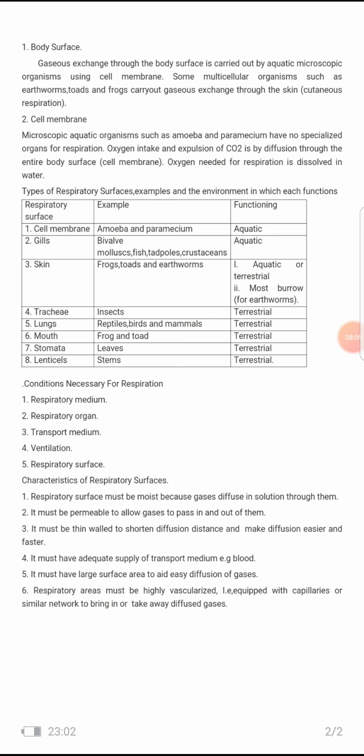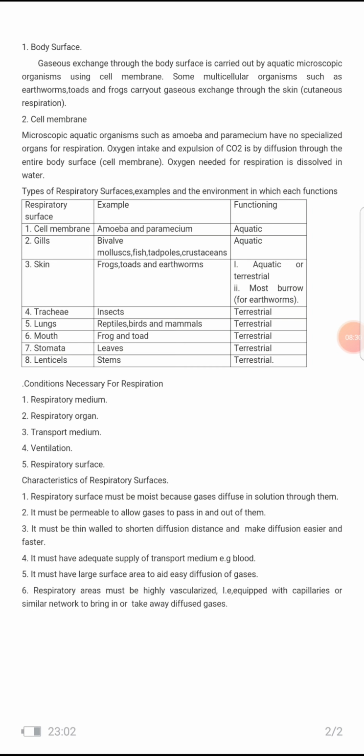Conditions necessary for respiration. 1. Respiratory medium. 2. Respiratory organ. 3. Transport medium. 4. Ventilation. And 5. Respiratory surface. Conditions necessary for respiration: that means what are the things that will help respiration to take place?